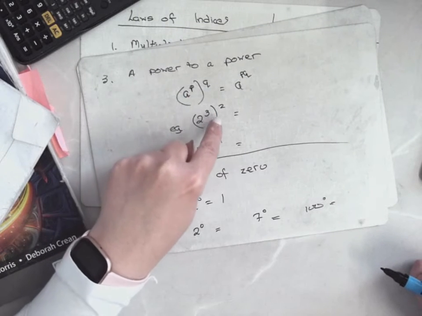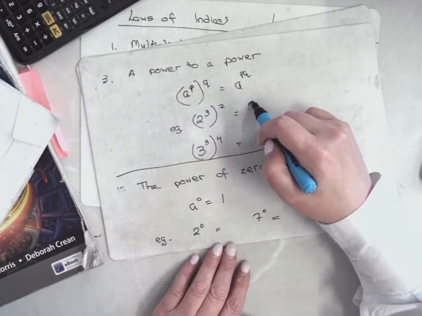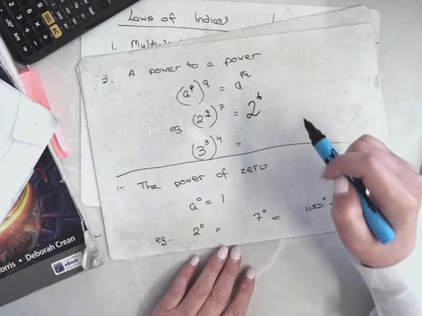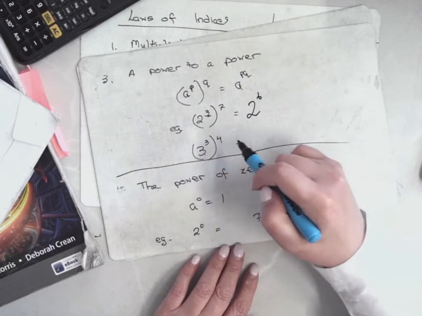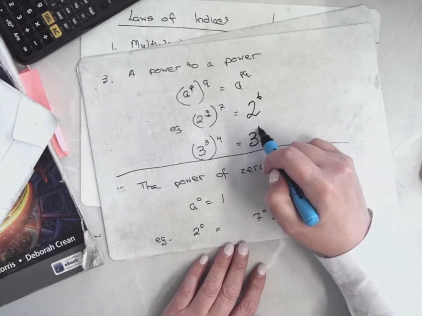So 2 to the power of 3 all to the power of 2. What's the answer? You multiply these. What do you get? 2 to the power of 6. Right? 3 to the power of 3 all to the power of 4. What would that be? 3 to the power of 12. 3 by 4 is 12.